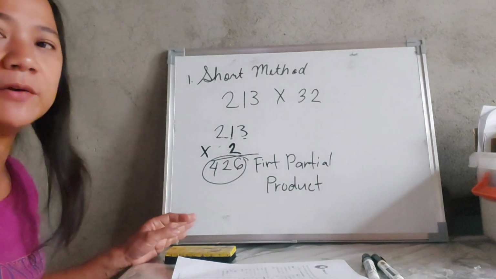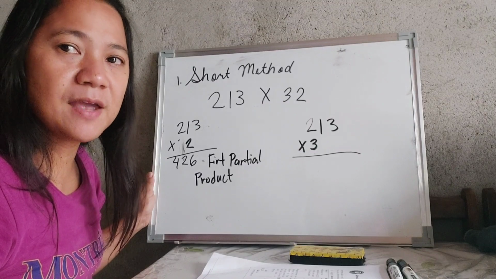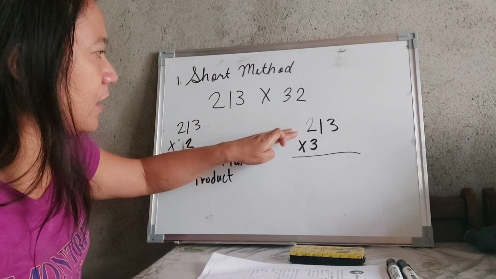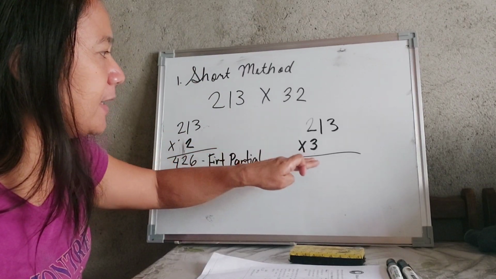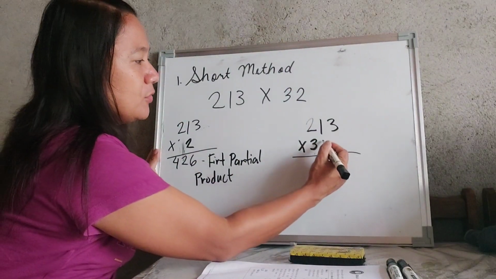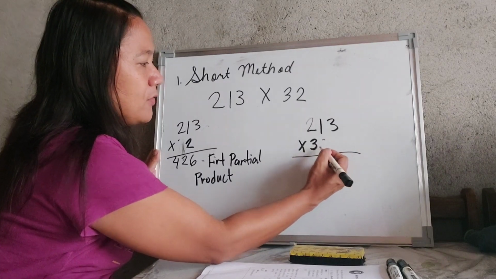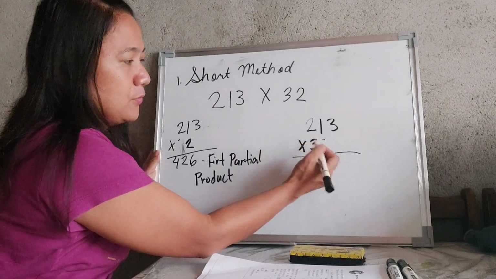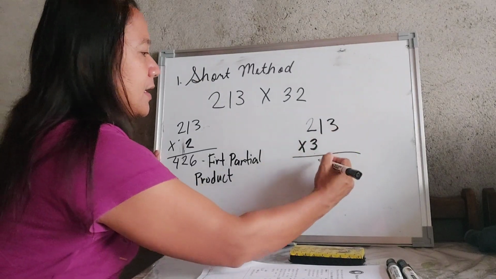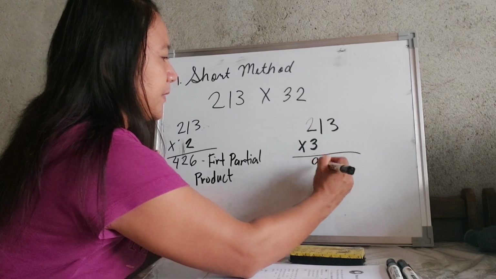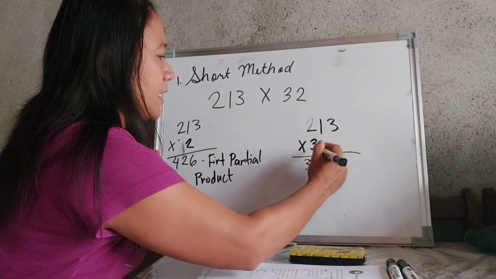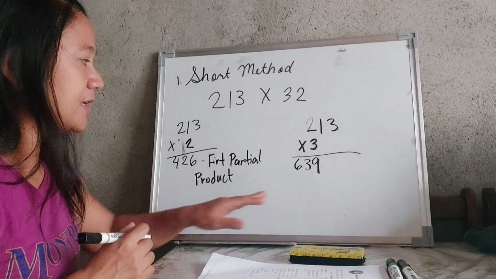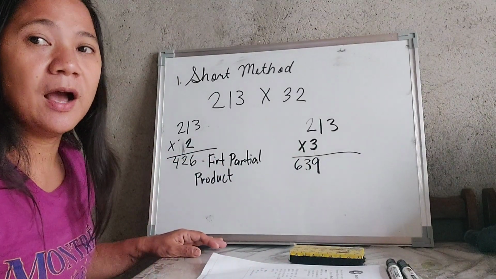And then the next step, we will find the second partial product of the given data. So what will we do now? So this is the second step that we will do using the short method. So I write down 213 multiplied by 3. So since kanina yung 2 nasa tapat siya ng tens value, ang 3 dapat nasa tapat siya ng hundreds value. So 3 times 3 is 9. 3 times 1 is 3. And 3 times 2 is 6. So 639 is the second partial product.